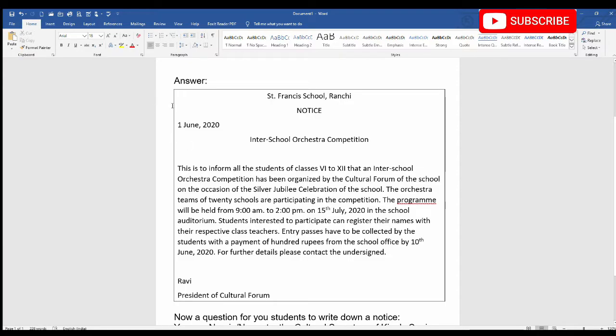First, you have to draw a box. Now what's going to be the size of this box? It should be that big that the content of the notice can fit into it.